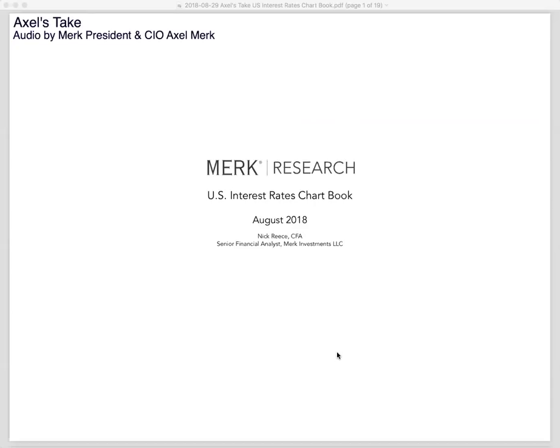Most of you are familiar with our chart books by now. This is a new one in the series, on US interest rates. Other chart books we are publishing on a regular basis are on US inflation, the equity markets, the business cycle, and the Fed. And as you are aware, Nick Reese is preparing them. I encourage everybody, especially on this one, to listen to Nick's as well.